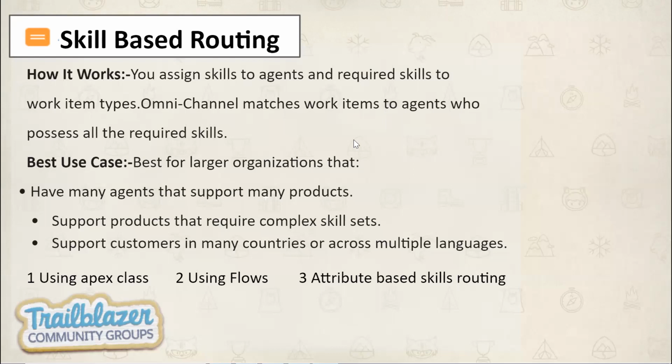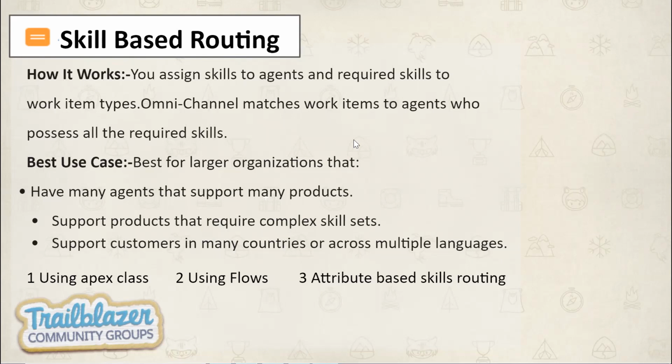Suppose I have two agents, one who knows English and a second one who knows Spanish. Those are the two skills my agents have. Whenever a case is generated and requires Spanish language support, the omnichannel skill-based routing routes it to a particular agent, and that agent should possess the required skills. The skill here is Spanish language.